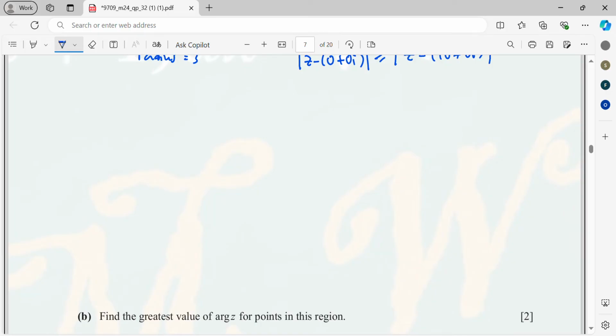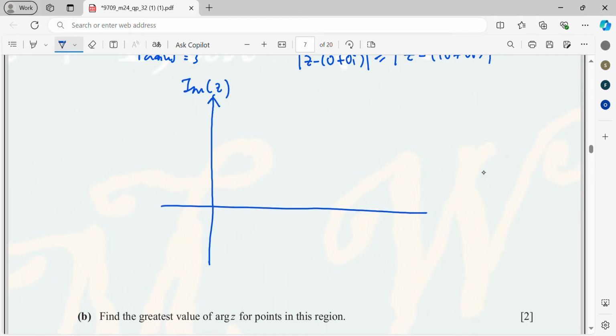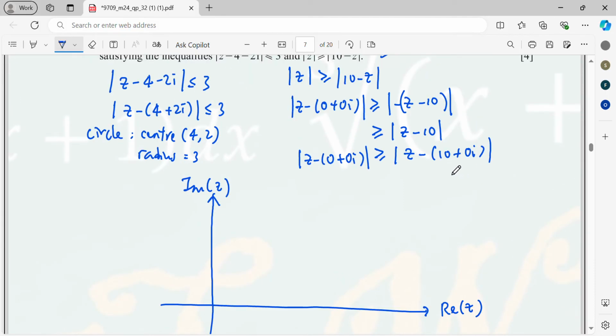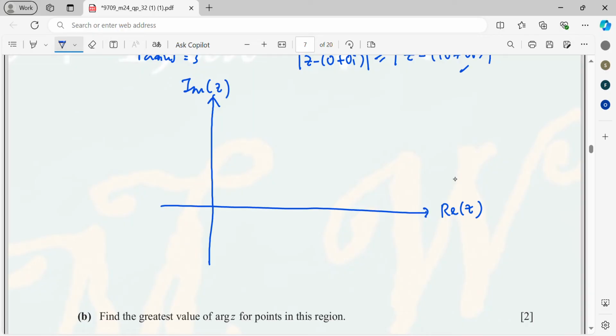Okay, so now let's say this is the imaginary axis and this is the real axis. My point with coordinates (10, 0) is here, probably 1, 2, 3, 4, 5, 6, 7, 8, 9, 10. Then for 2, 1, 2, 3, 4, 5, 6.